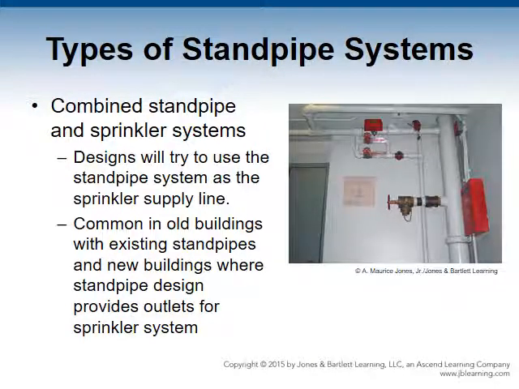Combined standpipe and sprinkler systems. When installing a standpipe and an automatic sprinkler system in a building, the design will try to use the standpipe system as the sprinkler system supply pipe, known as a combined system. This is a common practice in old buildings with existing standpipes, or new buildings where the standpipe design provides outlets for sprinkler systems. Benefits for contractors and developers are that it's a manageable design, it's a better use of space, and has a potential cost savings.